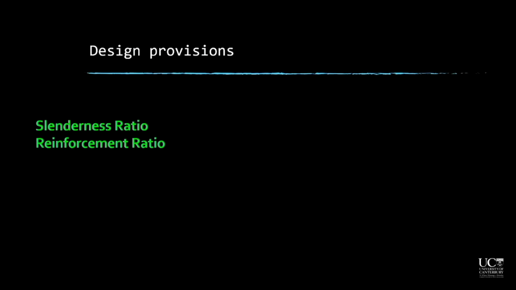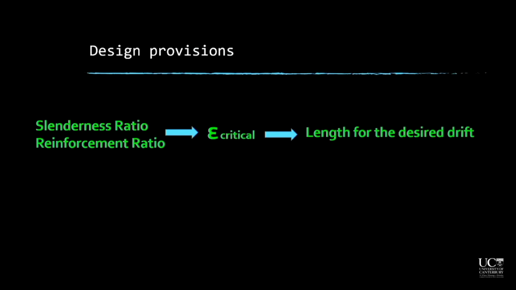For a given slenderness ratio and reinforcement ratio, based on the parametric studies we conducted in our numerical studies, we came up with the critical tensile strains. Based on these critical tensile strains, the length of the wall can be limited for a desired drift. As you know, for a given rotation or drift level, longer walls will induce larger strains in the boundary regions. So with the critical strain given, we can choose the length of the wall for a given drift level.